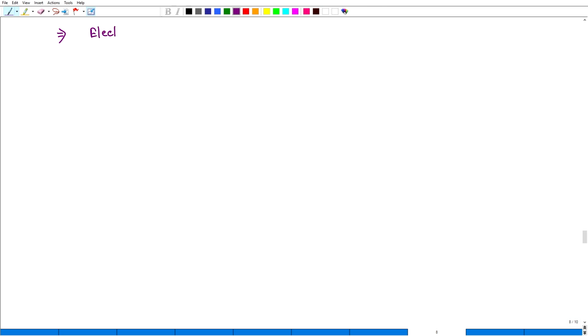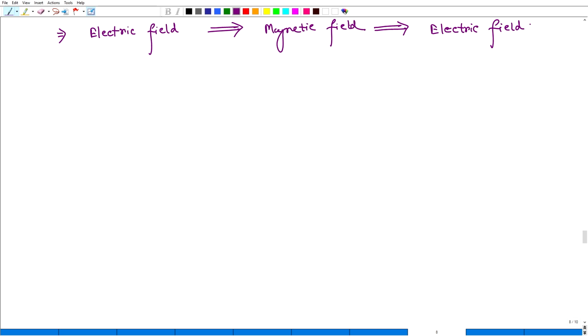An electric field can generate a magnetic field if the electric field varies with respect to time, and this magnetic field can generate an electric field if that magnetic field also varies with respect to time. Okay, so it's a loop. That electric field can generate a magnetic field, again that can generate an electric field, and it goes on. Essentially, in this fashion, electromagnetic waves are generated.